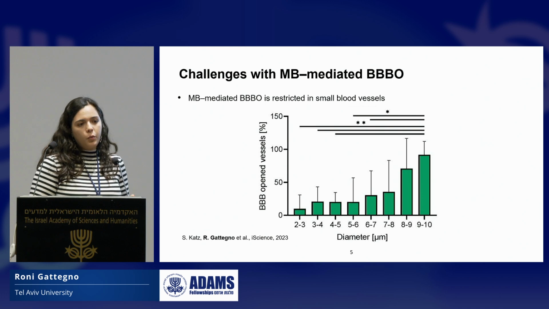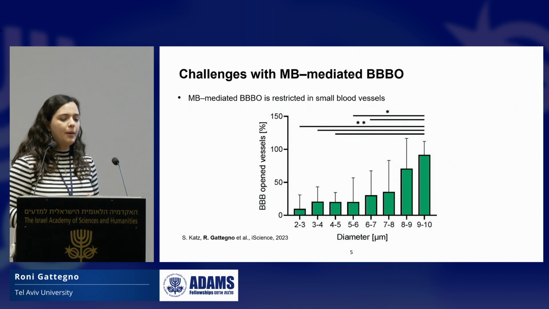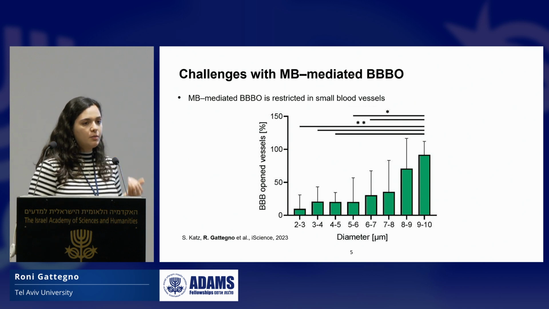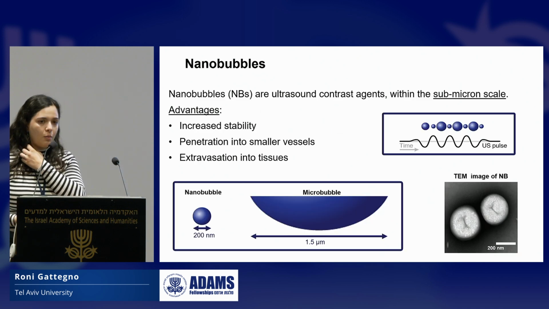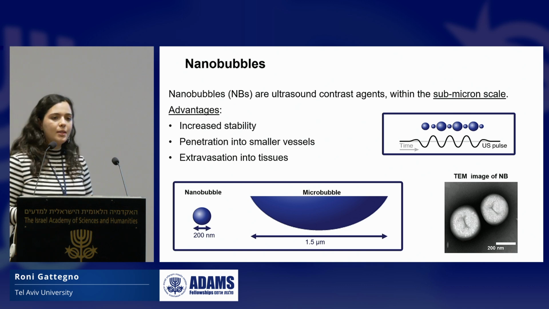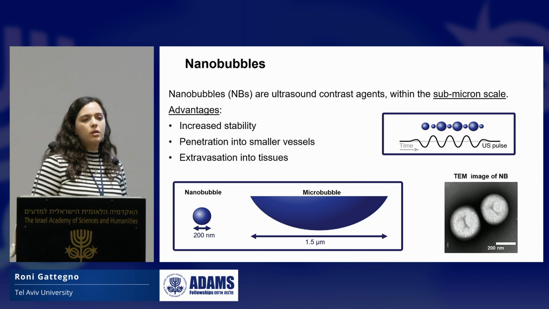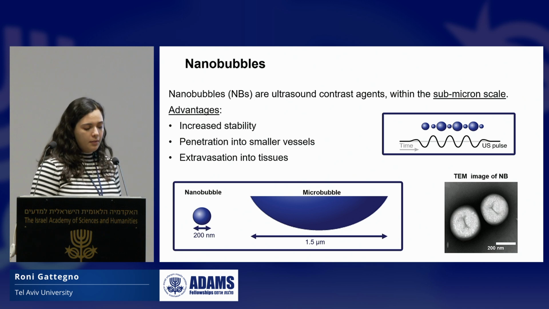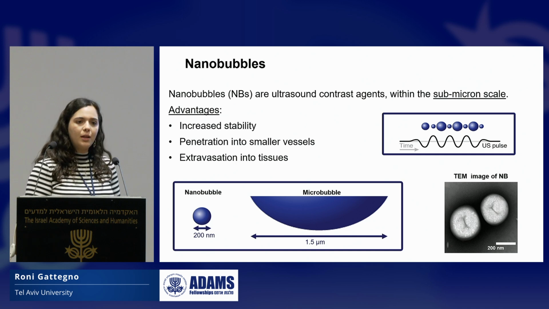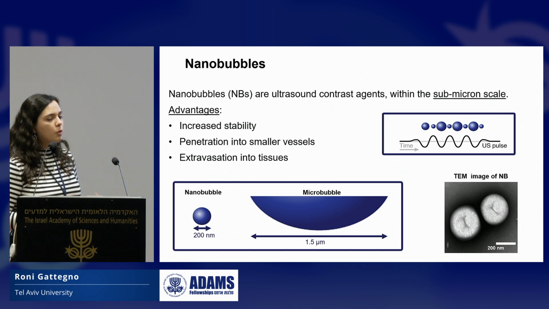And we want to enhance the effect of the BBB opening to make it homogeneous and maximize the effect, especially in the small vessels that compose the brain. And for that reason, we started to work with nanobubbles. Nanobubbles are also contrast agents, and they are much smaller than microbubbles. They also oscillate upon focused ultrasound application, and they have many advantages. First of all, they are more stable, they penetrate better into tissues and tumors, and we wanted to see if it also improves the BBB opening.